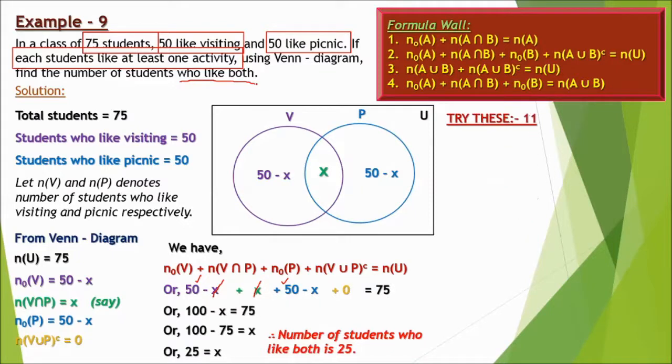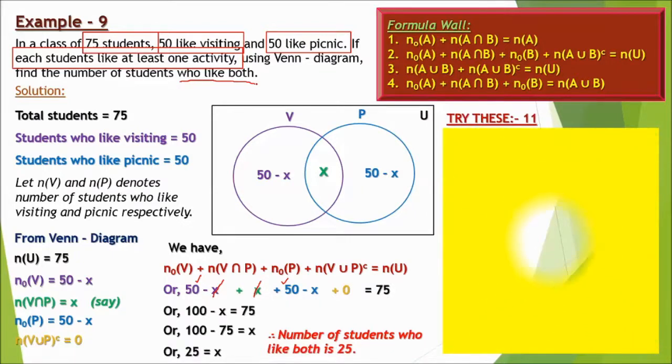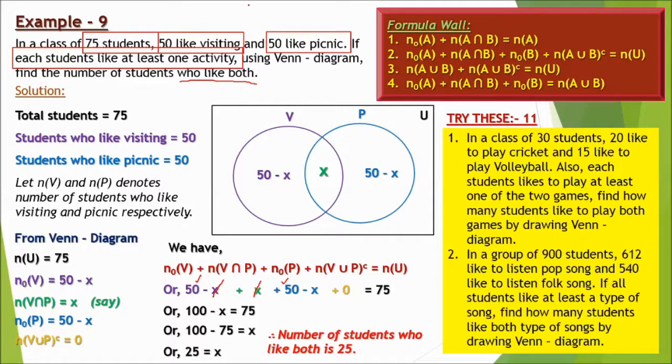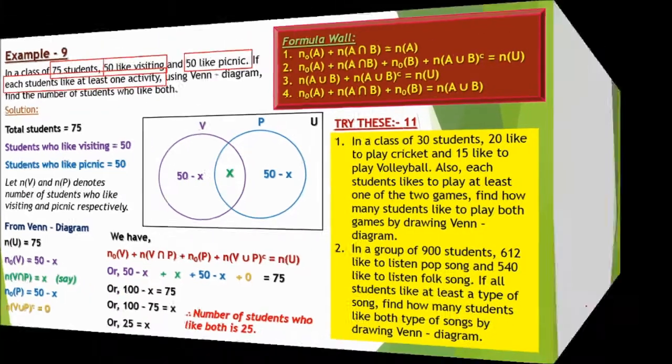Now try this 11. There are two questions, you can see them here, and in both questions there is at least, so that means the complement is 0. At least, complement is 0. The rest is the same. So you can do these two questions, and you can move to another example, that is example 10. Okay, shall we? Okay, we can move. Formula 1 as usual.